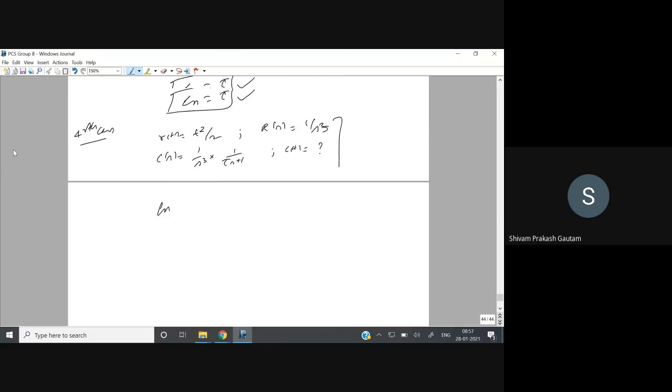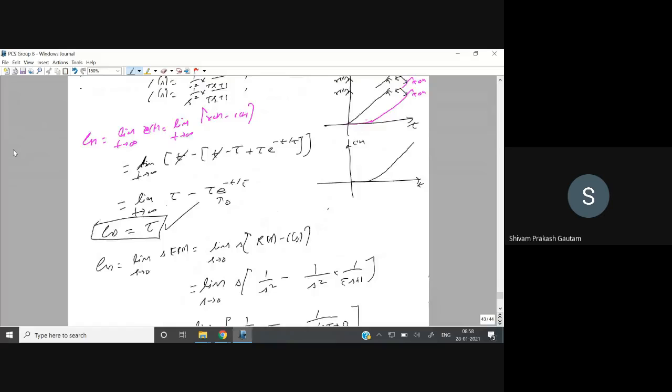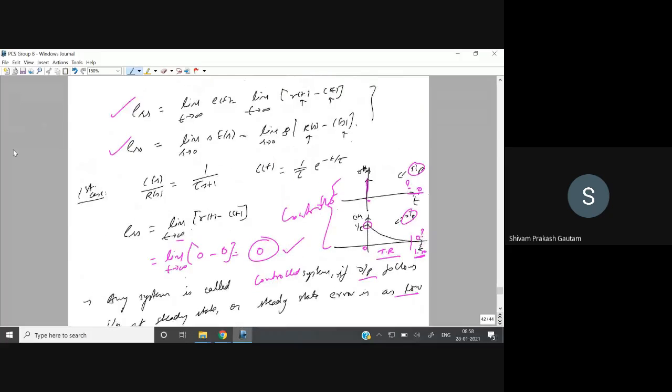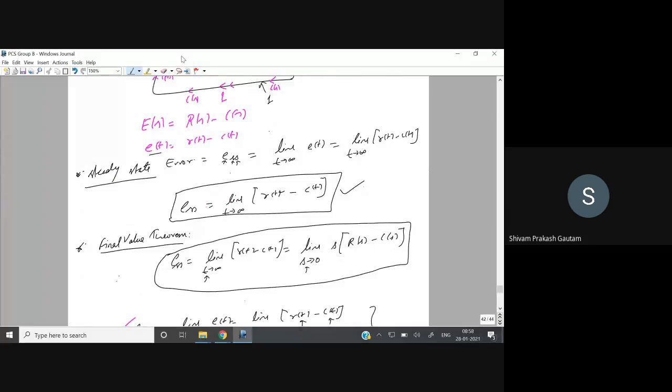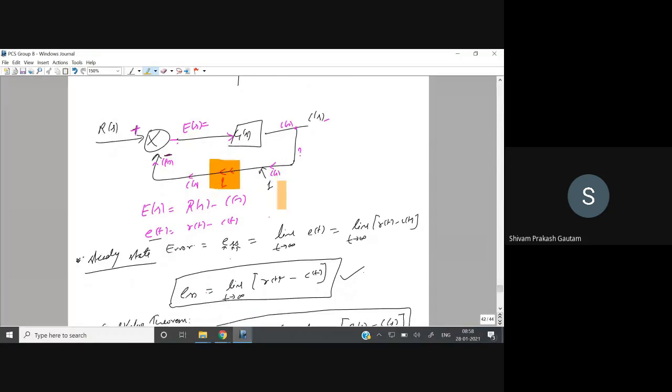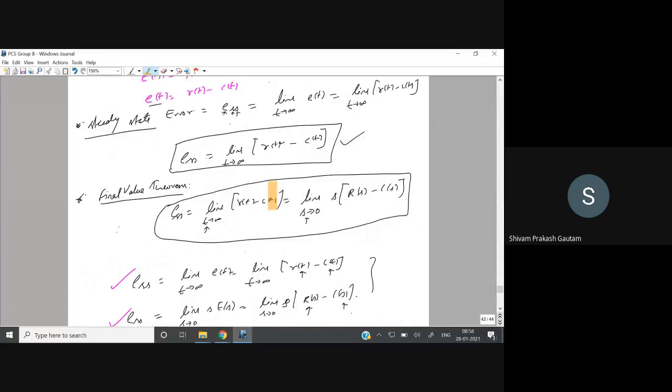Okay, so in today's class we have seen how to calculate the error. In the time domain, the error is, when time tends to infinity, input minus output. This is only valid when we have a unity negative feedback system, right? You can see we have unity negative feedback, that is, the feedback path gain is 1. So r(t) minus c(t), that is input minus output.